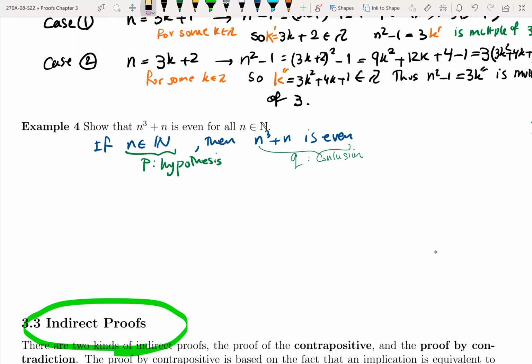Think of n equal to 1, so n to the power of 3 plus n, which is 1 plus 1, is equal to 2, which becomes even. So that's one example. But it doesn't show it's true for all numbers. Okay, that's a good point. What's the difference between 1 and 2?